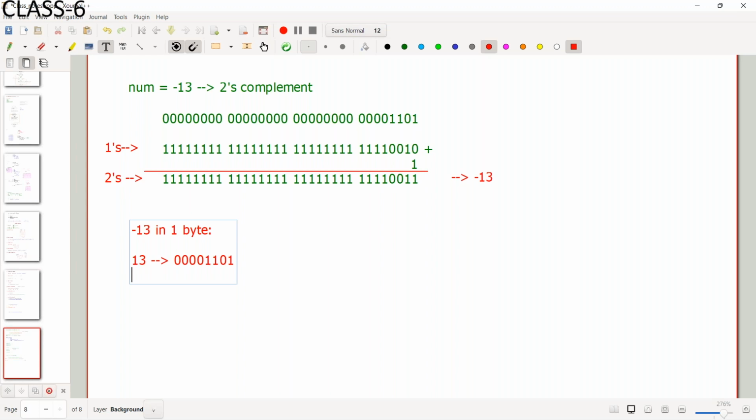Similarly, we go with the one's complement, that is 11110010, and add 1 to it. So only the last bit changes. We get 1 1 1 1 0 0 1 1. Now we have the value in 1 byte.